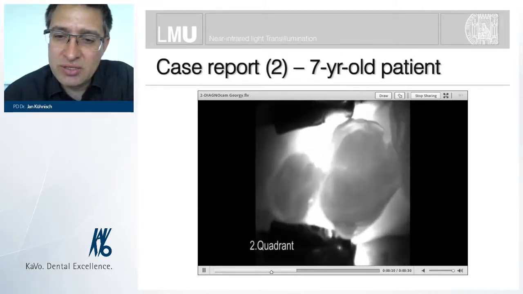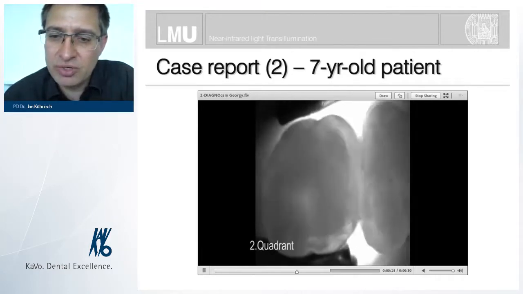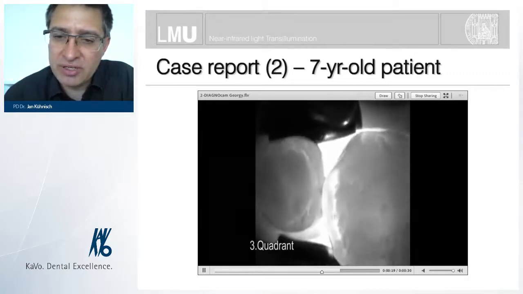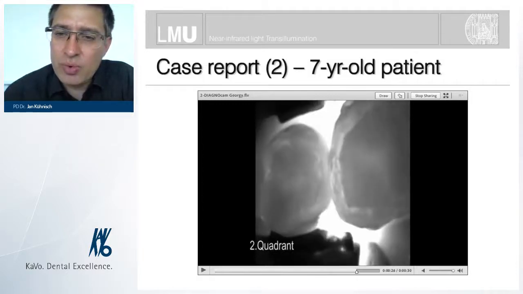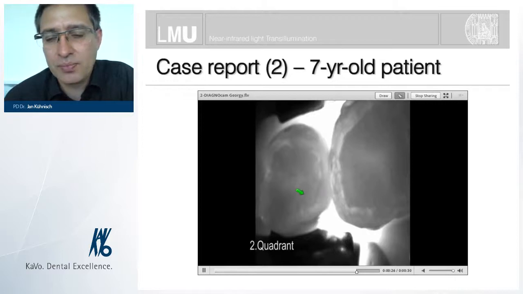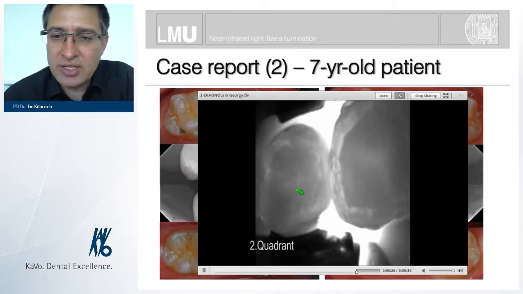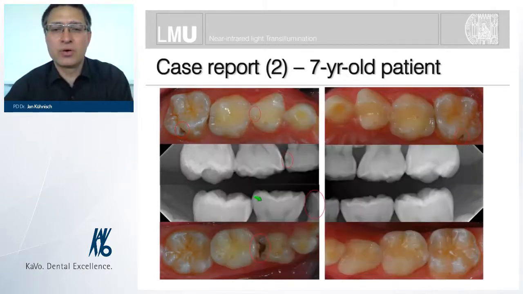Here we can see, we can't see it so very good in comparison to the regular video, to the regular format. The other proximal spaces in the second and third quadrant were caries free. Just a minute. Now we have here the tooth with the cavity, which was clearly visible by the visual examination. So, okay, now we are taking the next slide, and we can take away the video window.